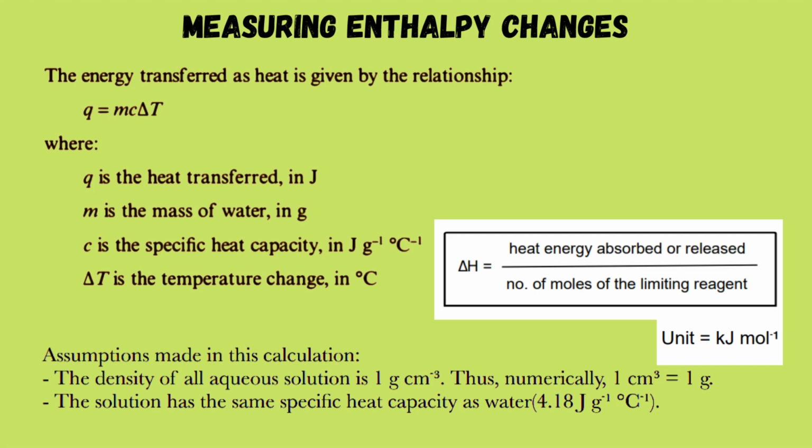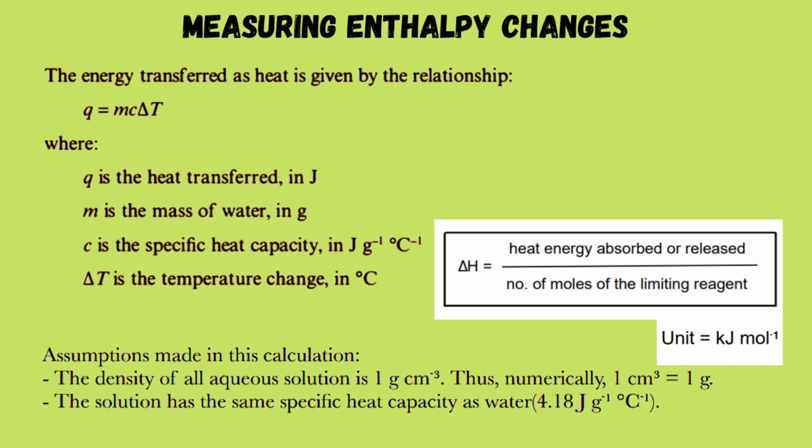The energy transferred as heat is given by the relationship Q equals mc delta T, where Q is the heat transferred in joules, m is the mass of water in grams, c is the specific heat capacity in joules per gram per degree Celsius, and delta T is the temperature change in degrees Celsius.